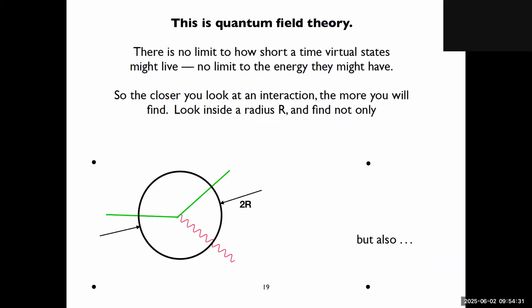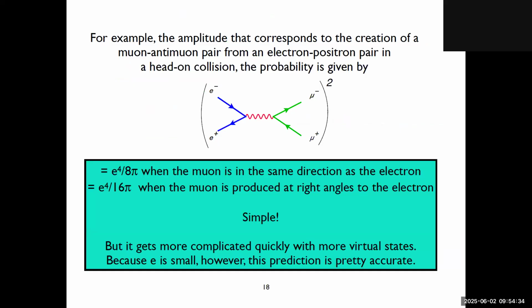But, for example, here, the amplitude that corresponds to the creation of a muon anti-muon pair from the electron-positron pair in a head-on collision is given by this thing squared, and it ends up equaling e to the 4th over 8 pi when the muon is in the same direction as the electrons, but equals e to the 4th over 16 pi when the muon is produced at right angles to the electron. In some sense, it's extremely simple.